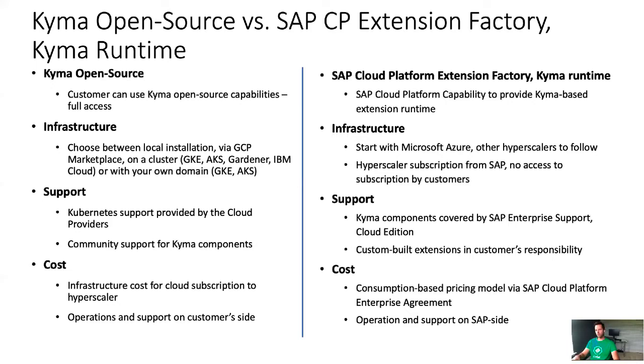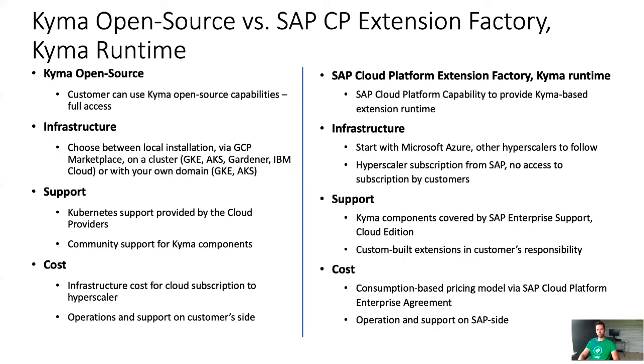So on the open source version, you have full access to the whole Kyma cluster itself. And on the Cloud Platform extension factory version of that, it is limited in that you do not have access into many of the system namespaces. And these include a few different Kyma specific namespaces, and there's a namespace for Knative and for Istio and such. So you will not have access into any of them. You only access your own namespaces.